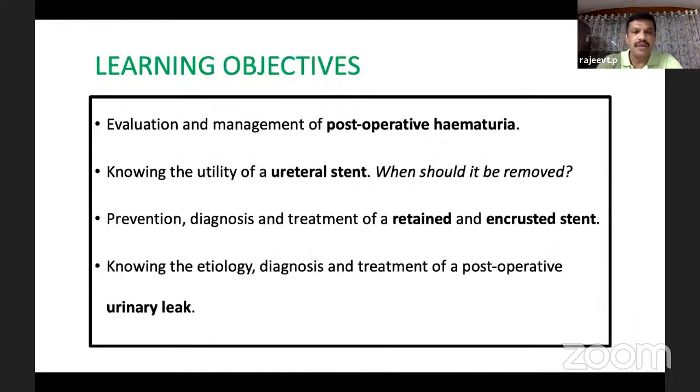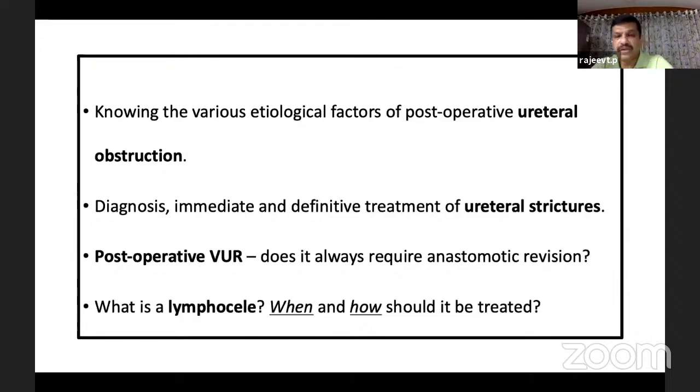The learning objectives are, briefly: evaluation and management of postoperative hematuria in these recipients; knowing the utility of placing a ureteral stent, when one should remove the stent, and how to prevent, diagnose, and treat cases of retained and encrusted stents; knowing the etiology, diagnosis, and treatment of postoperative urine leak in the recipients; knowing the various etiological factors of postoperative ureteral obstruction, how to diagnose it, and the immediate and definitive treatment of ureteral strictures in the recipients; then postoperative VUR, whether it always requires anastomotic revision or just observation.